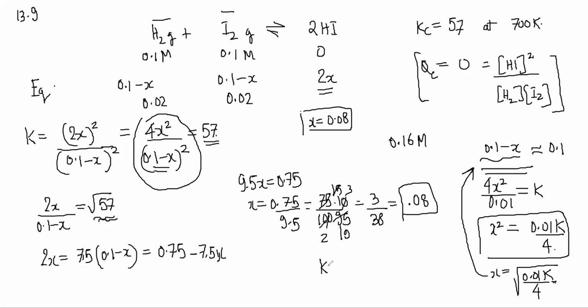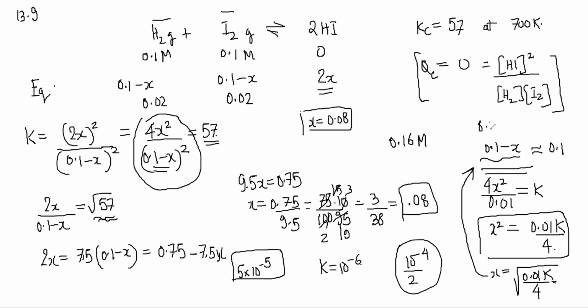So if you take k as 10 power minus 6, let's say, then this becomes 10 power minus 8 by 4, so 4 by 2, right? So 5 into 10 power minus 5. Now you can say that 0.1 minus 5 into 10 power minus 5 is close to 0.1 only, right? So in that case, this assumption is true, and it makes sense to use that fact and find the x value very easily by this.